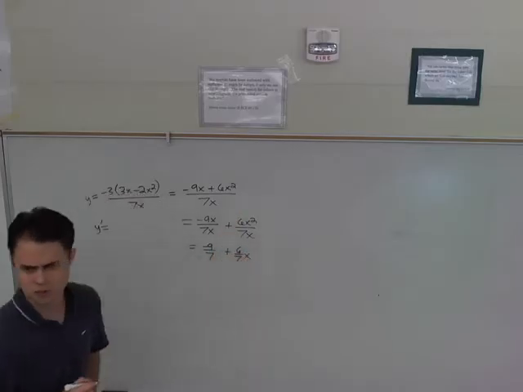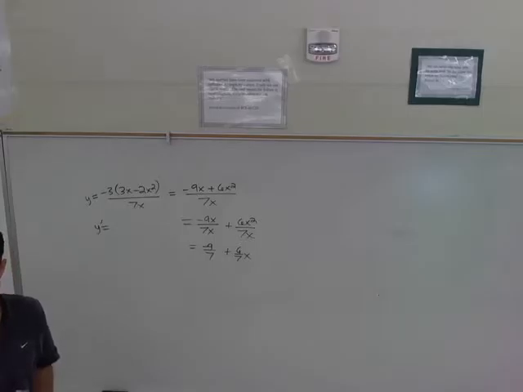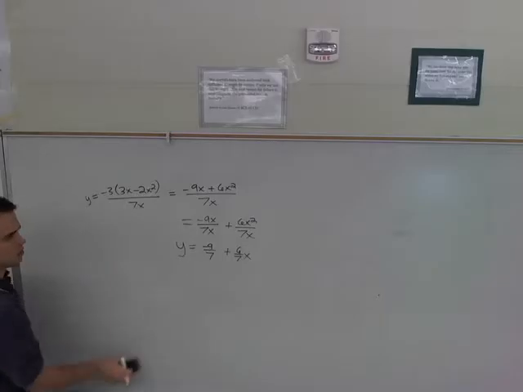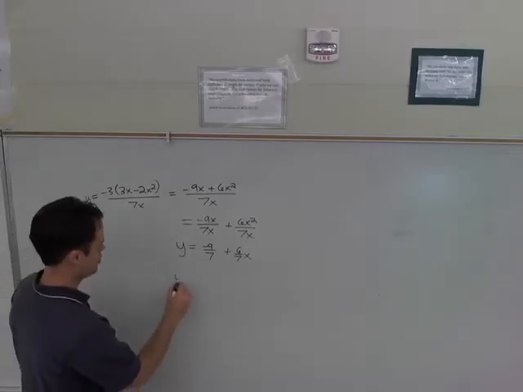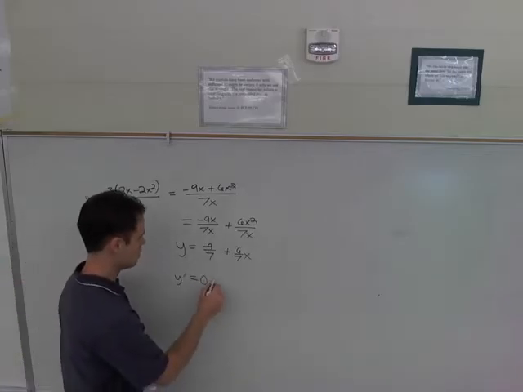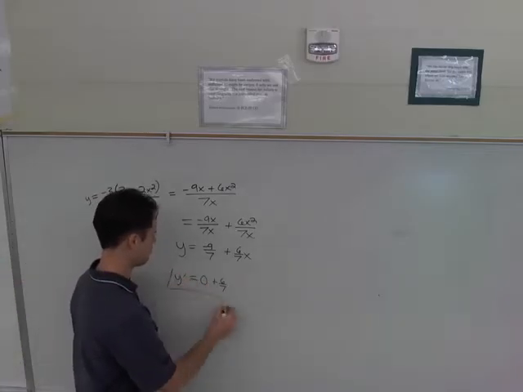6/7 x. Follow? Now if that's y, right? I didn't do anything with the derivative yet. How easy is y prime? That's just 6/7. 0 plus 6/7, just 6/7.